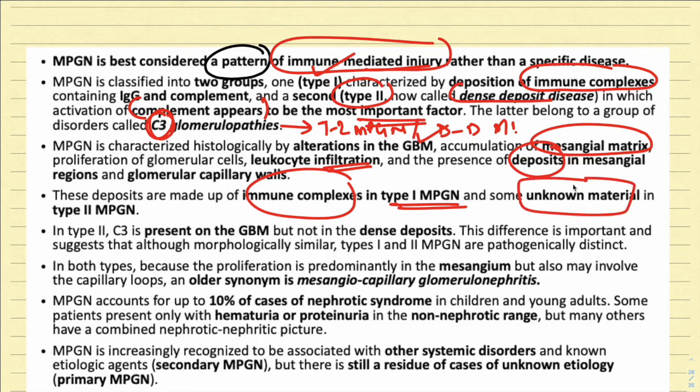You don't know what it is made up of. In type 1, the deposits are made up of immune complexes, wherein the antigen-antibody complex will be there. The antibodies and complements will also be deposited over there. In type 2, remember one very important point. In type 1, I told you the deposit comprises immune complex. In type 2, the deposit is made up of unknown material. So remember, there is a deposit which we do not know what it is.